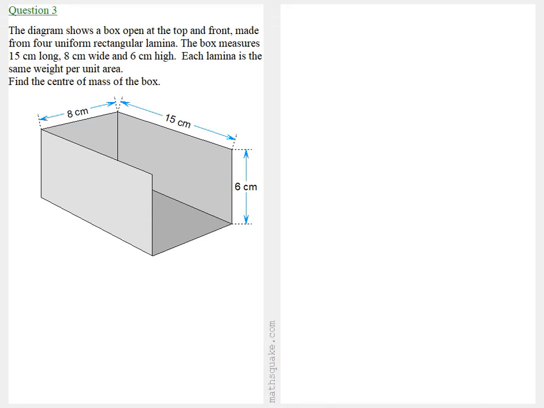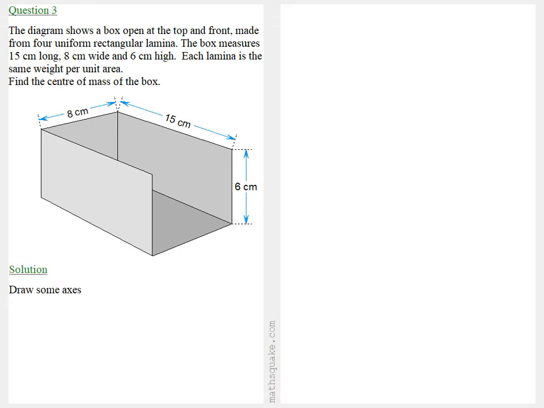In question 3, the diagram shows a box open at the top and front made from 4 uniform rectangular lamina. The box measures 15 centimetres long, 8 centimetres wide and 6 centimetres high. Each lamina is the same weight per unit area. Find the centre of mass of the box.